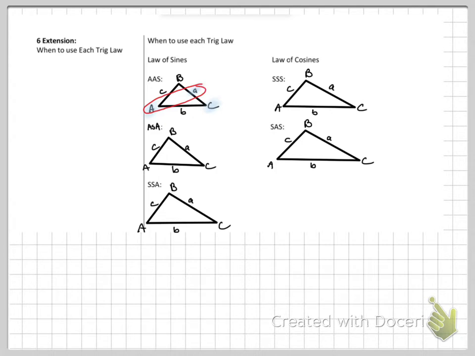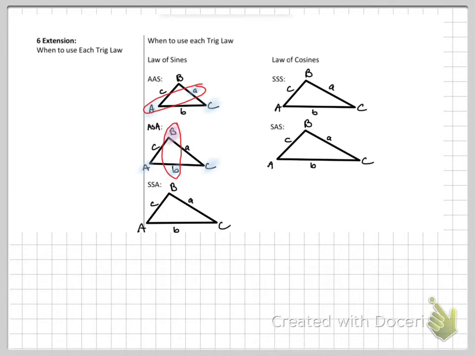ASA, you're given an angle, the side in between them, and then another angle. So this one's a little deceiving, right? Because it looks like I don't have a full ratio. But if you have two angles, you automatically have the third angle, right? Do a little bit of triangle sum and you have that third angle, and now you have a full ratio to do law of sines.